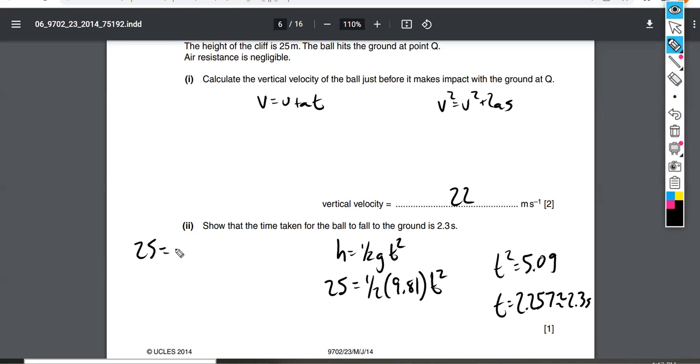Yeah, so you're saying 25 equals half of 9.81, which is 4.905, and then just dividing both sides by that. So 25 over 4.905 is this, and that's equal to t squared. So I'm just distributing this 1/2, or taking 1/2 of 9.81, and then dividing both sides by that.